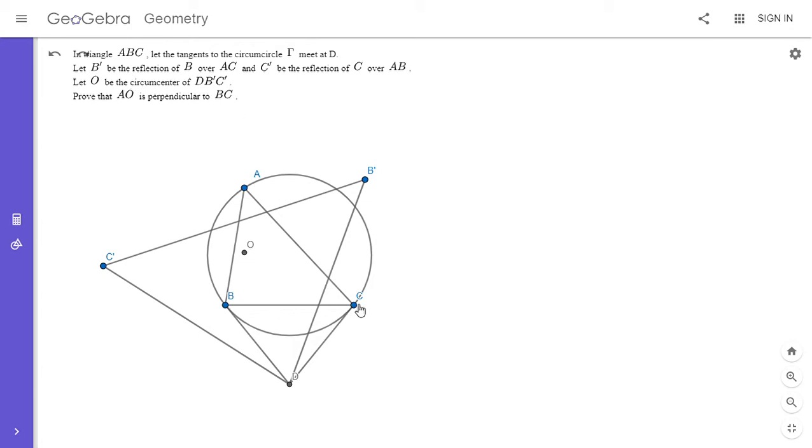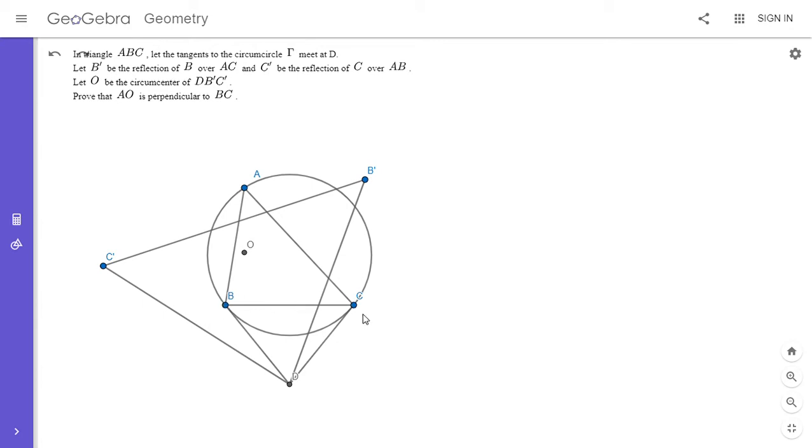So we have a triangle ABC, and we draw the two tangents to the circumcircle, and they meet at point D. Then we let B prime be the reflection of B across the side AC, and C prime is the reflection of C across AB. And we let O be the circumcenter of triangle DB prime C prime, and we want to show that AO is perpendicular to BC.